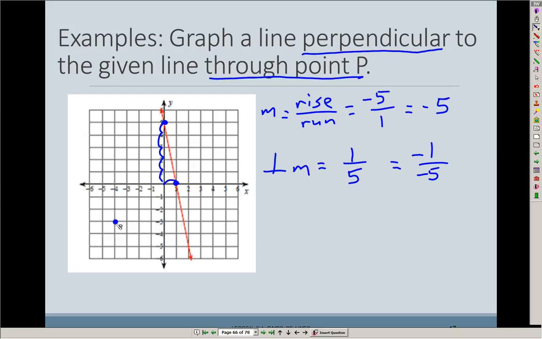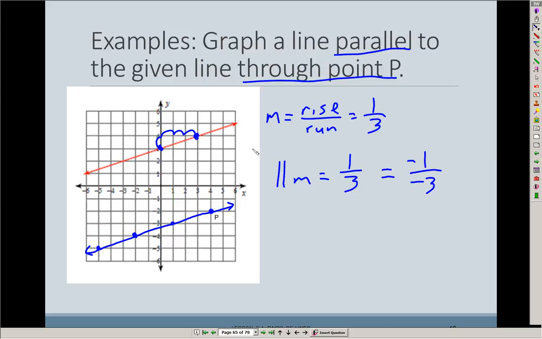And now let's draw. From P, I can go to the right, so I'll use +1/5. Rise 1, run 5. Let's do another one. Rise 1, run 5. And now connect the dots. And I can see right here, there's definitely a right angle going on. And the last two as well.